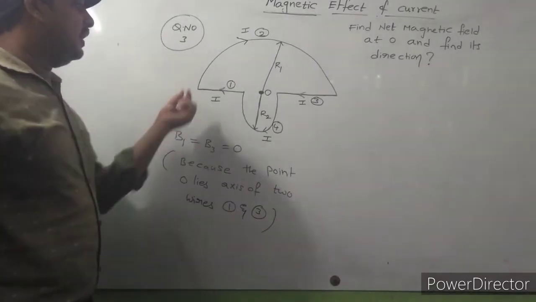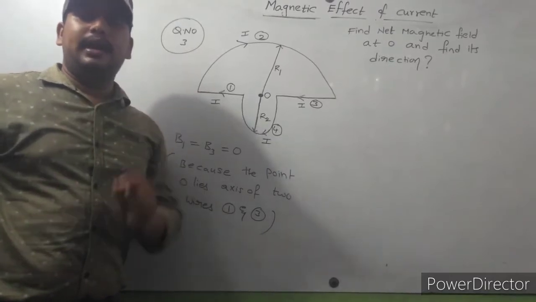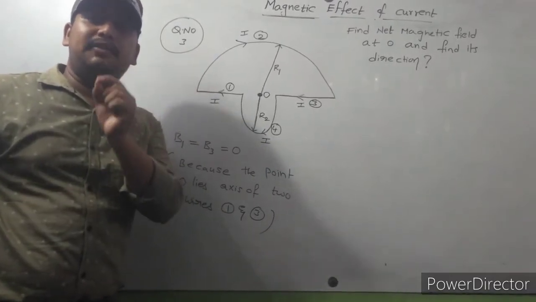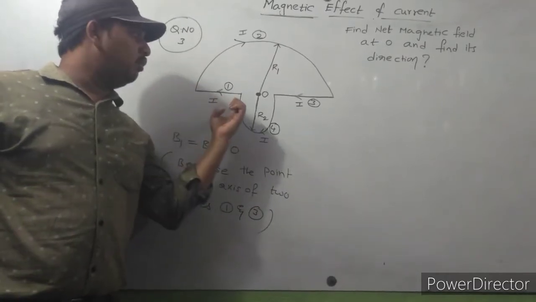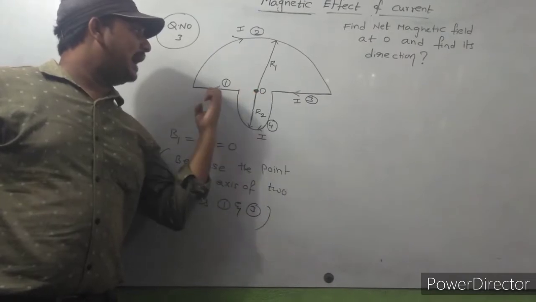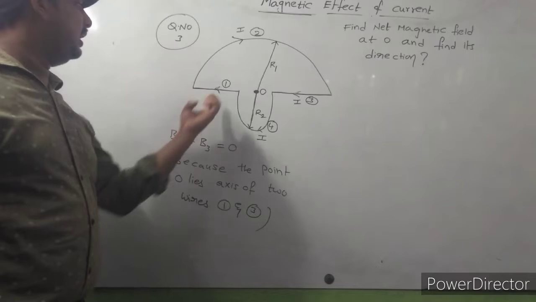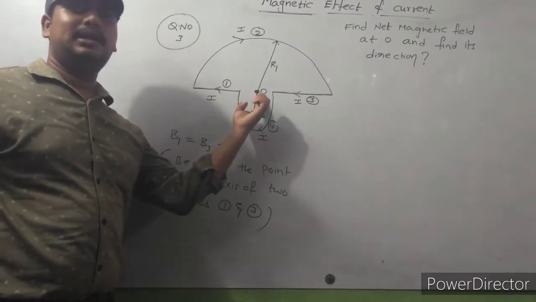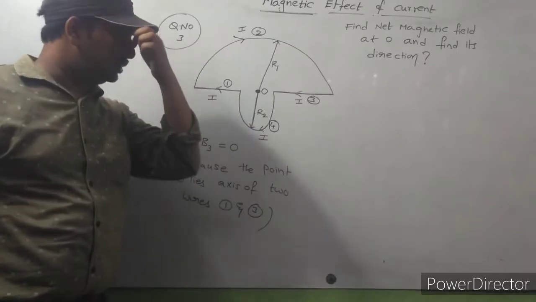So if any point lies on the axis of a straight wire, definitely the net magnetic field at that point is equal to 0. Here, straight wire 1 and straight wire 3. So here the point O lies on the axis of straight wire 1 and the axis of straight wire 3. So definitely the net magnetic field at that point is equal to 0. So that's why B1 is equal to B3 is equal to 0.